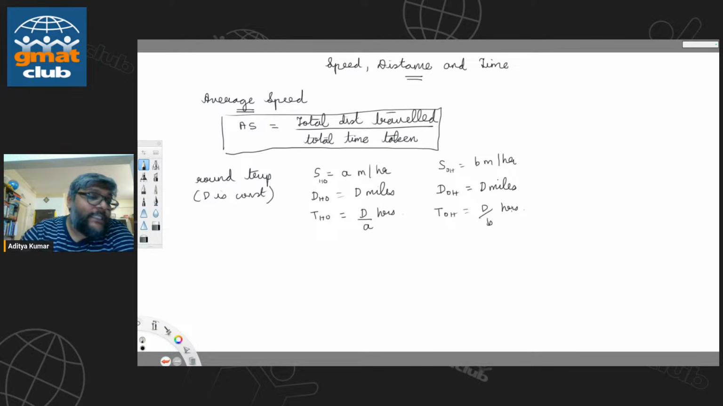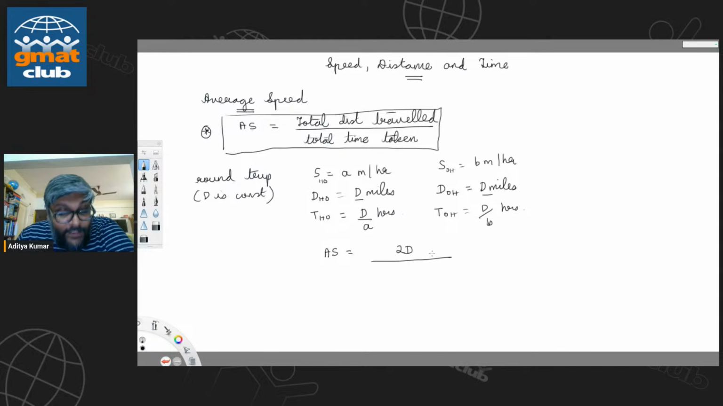Now, if someone asks me to find out the average speed of the entire round trip, of the entire journey, obviously I would utilize the universal formula for it. So average speed is given to me as what? The total distance traveled. What is the total distance traveled? 2D. Divided by the total time taken. What is the total time taken? D by A plus D by B.